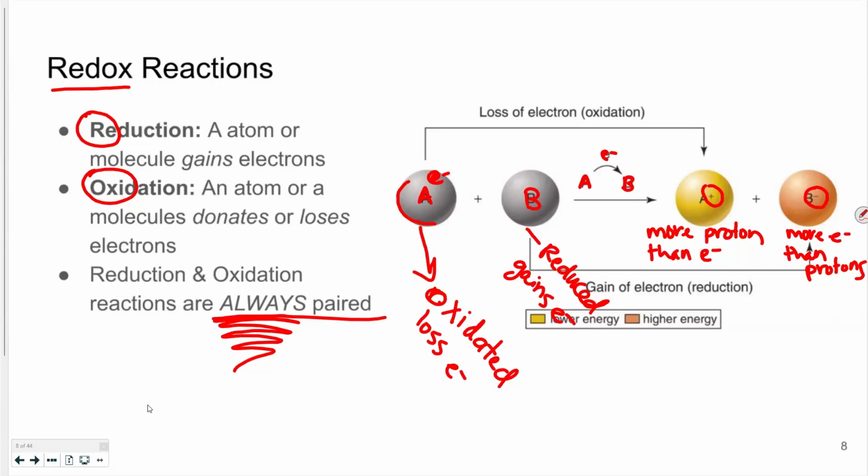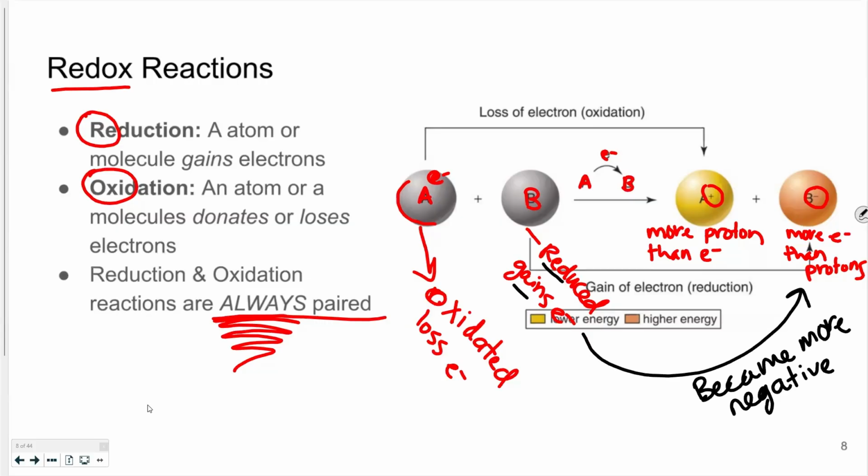Okay, hold on, Julia. Wait. You just told me that we're gaining a thing to become reduced. That's backwards. Our particle B became more negative. And so as you become more negative, you get a lower charge. You become reduced.